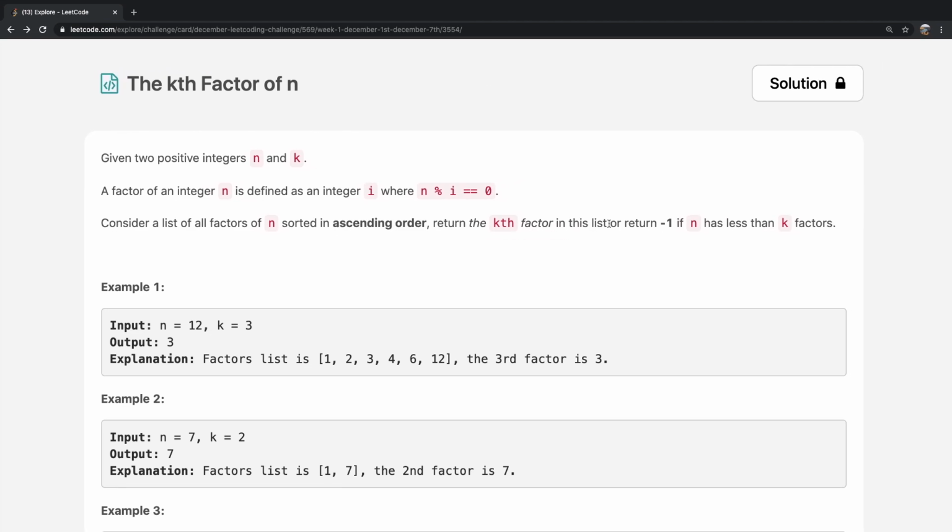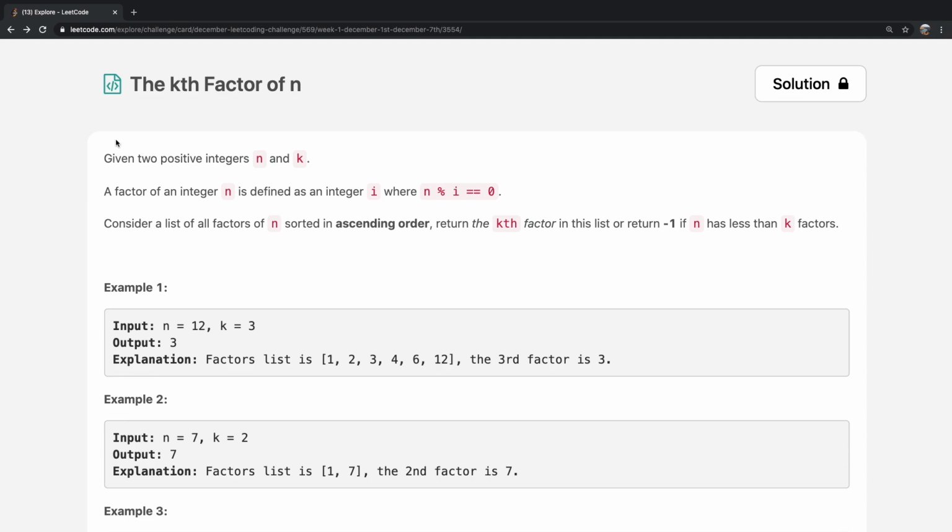Today we're going to be solving the LeetCode question, the kth factor of n. In this question we're given two positive integers n and k. A factor of an integer n is defined as an integer i where n mod i is equal to 0. In simple words, n is divisible by i, and we don't have any remainder.